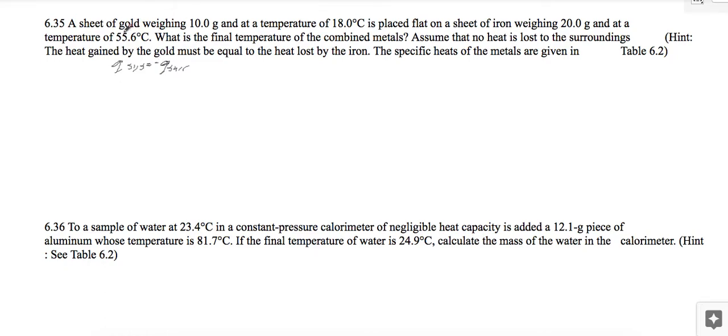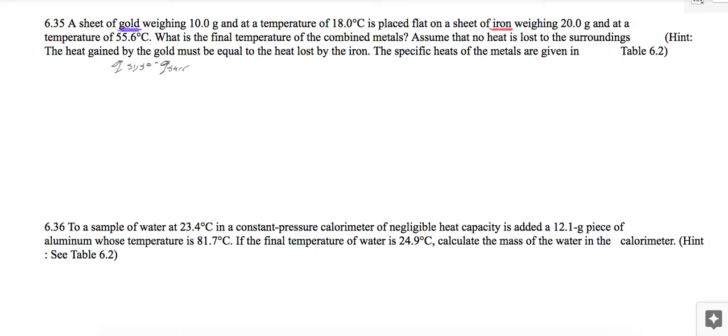And if we read through this problem, we see those two different systems. We have a piece of gold and we have a piece of iron. And we're going to take these two metals and sandwich them together and see what the final temperature of the two is at the end. The important things here, we have a mass and a temperature of the gold, and a mass and the temperature of the iron. What is the final temperature of the metal?